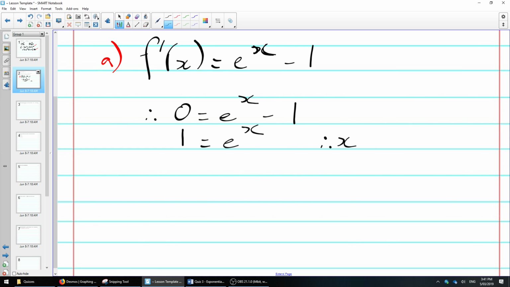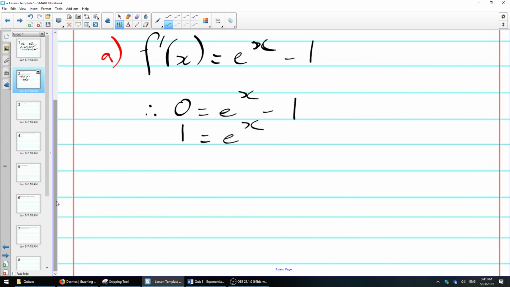Okay, so what we could do if we really wanted to, if we're trying to solve this exponential equation, what's an easy way of solving exponential equations? Yeah, we could change it into logarithmic form. So we could say log base e, which we know is ln, of 1 equals x, and then you just do ln 1, so x equals 0.